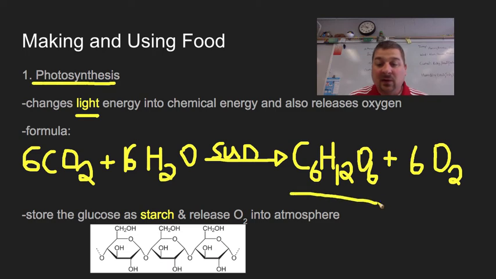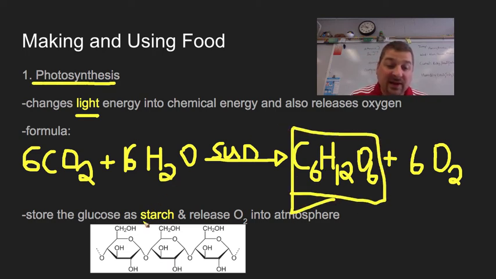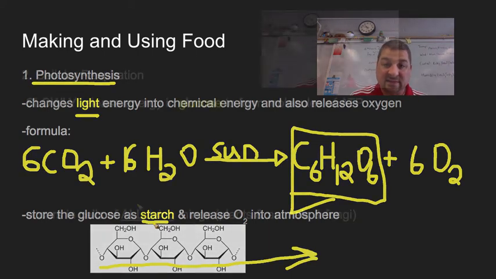Okay, where the goal is to make a whole bunch of these glucoses, and then they're stored in the plant as starch. So you can see down here a simplified structural formula where these things are just strung together, and we get a big long string of glucoses, and that's how the plant stores it as starch.